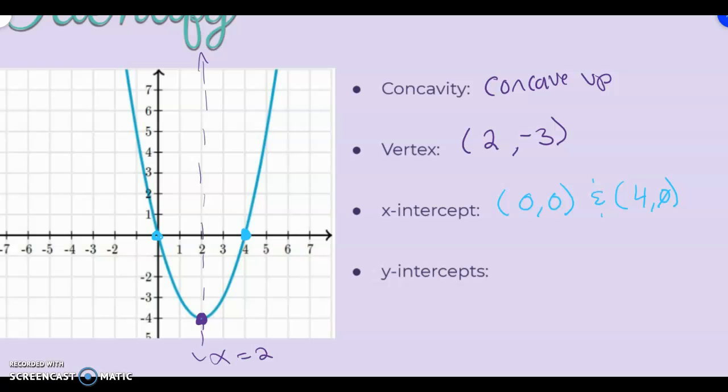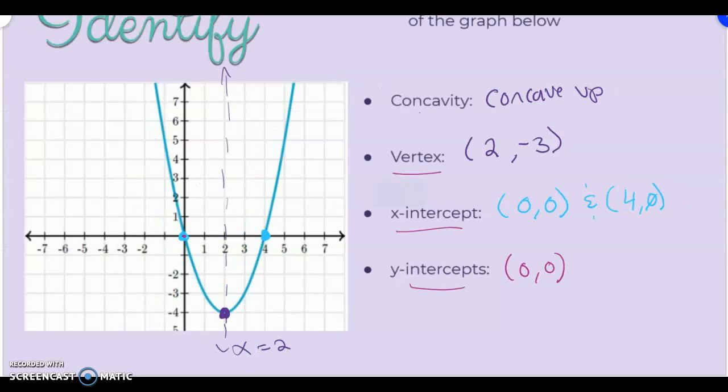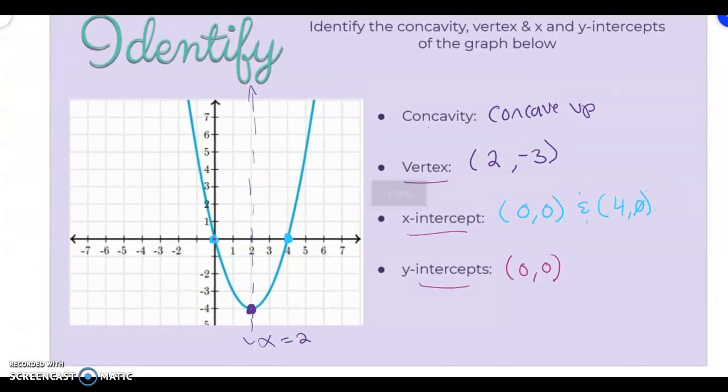And now I have my y-intercepts where it hits my y-axis. Oh, hey, look, it's the same point, which is totally acceptable. I can have an x and y-intercept that are the same. And this would all be worth points if you got it correctly for all parts. So make sure you include, if it's asking what its concavity is, what its vertex is, the x and y-intercepts. Remember, you have to include that they're points.